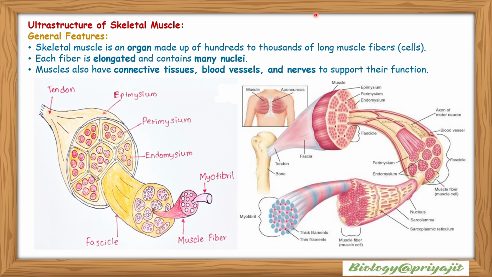So what is the ultrastructure of skeletal muscle? Basically, skeletal muscle is an organ made up of hundreds to thousands of long muscle fibers or myocytes or muscle cells, and each fiber is elongated and contains many nuclei. Muscles also have connective tissue, blood vessels and nerves to support their function.